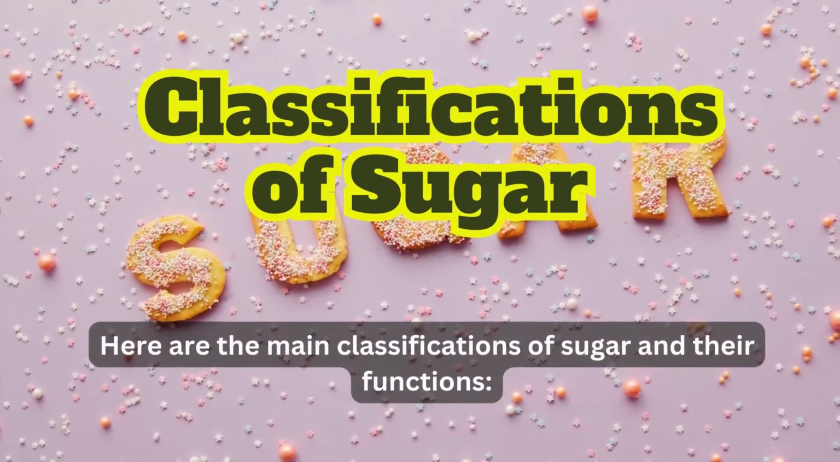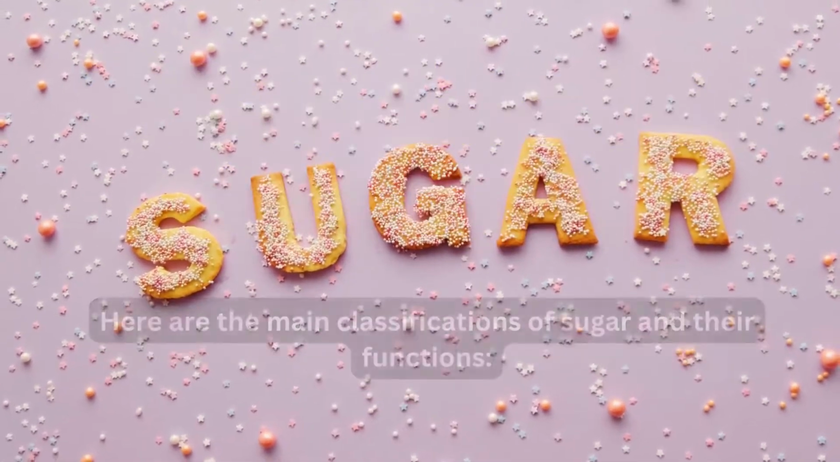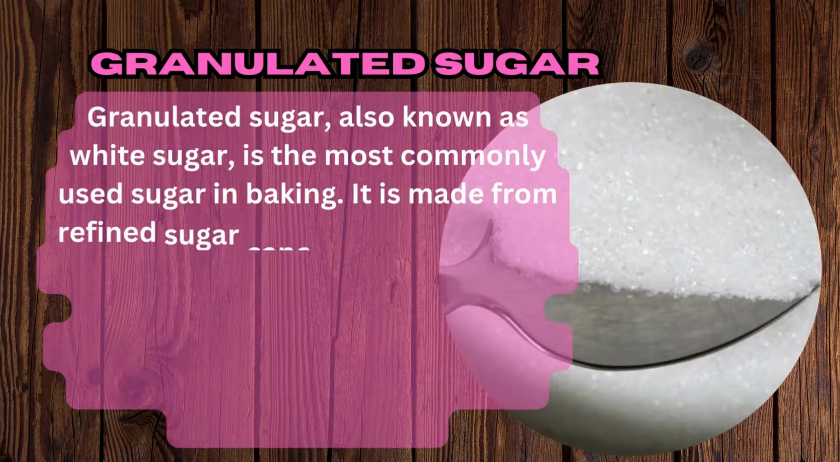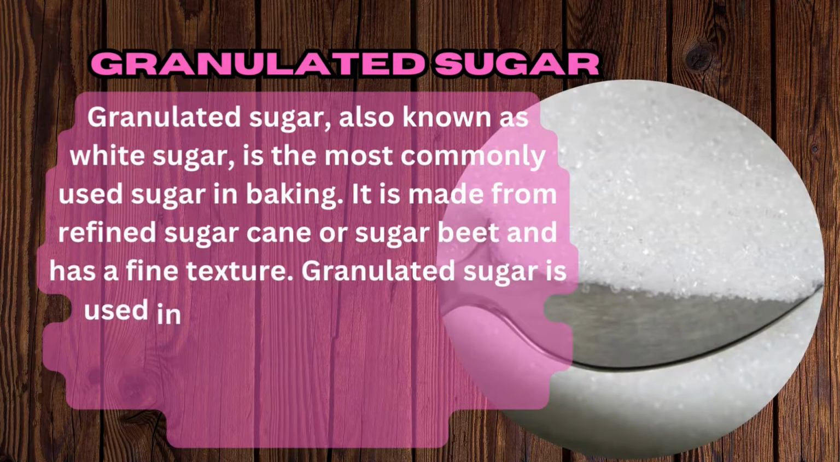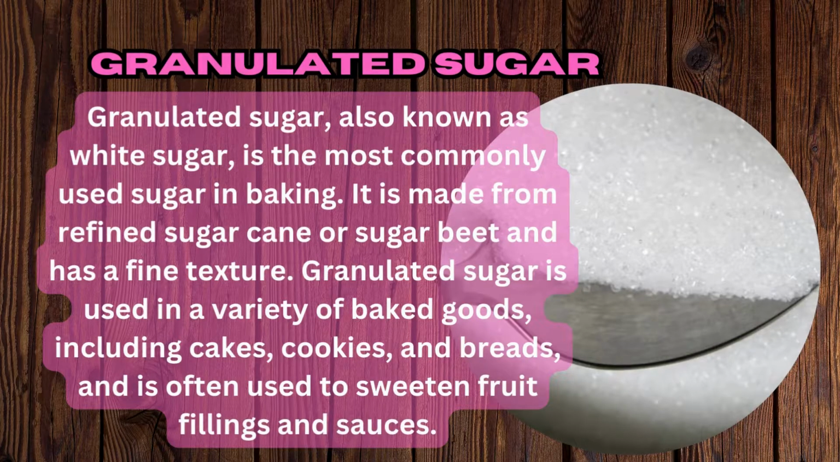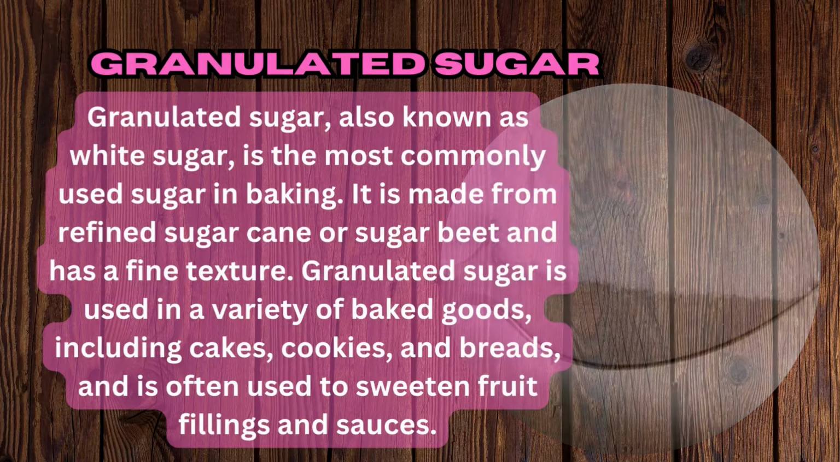Here are the main classifications of sugar and their functions. A. Granulated sugar. Granulated sugar, also known as white sugar, is the most commonly used sugar in baking. It is made from refined sugar cane or sugar beet and has a fine texture. Granulated sugar is used in a variety of baked goods, including cakes, cookies, and breads, and is often used to sweeten fruit fillings and sauces.